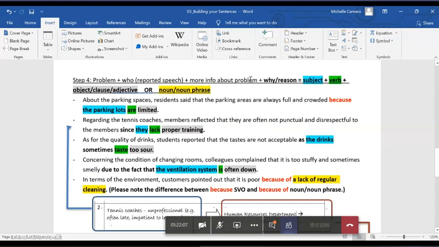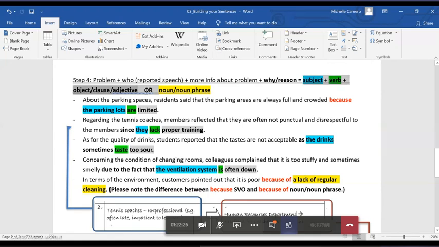And just remember, step 4 is a bit tricky because it depends on how much information they give you, and what kind of information they give you at the end of the module assignment, if you're going to have to do step 4. And remember, if you are doing step 4, if you are going to give the why or the reason, you can do it 2 ways.